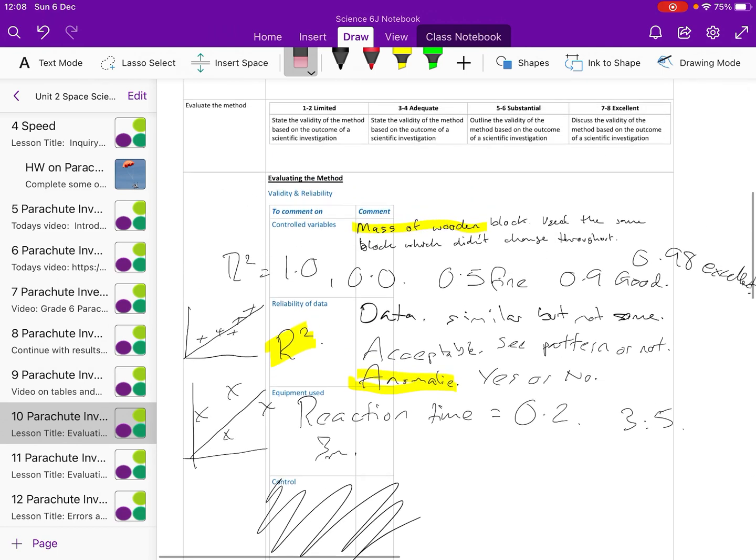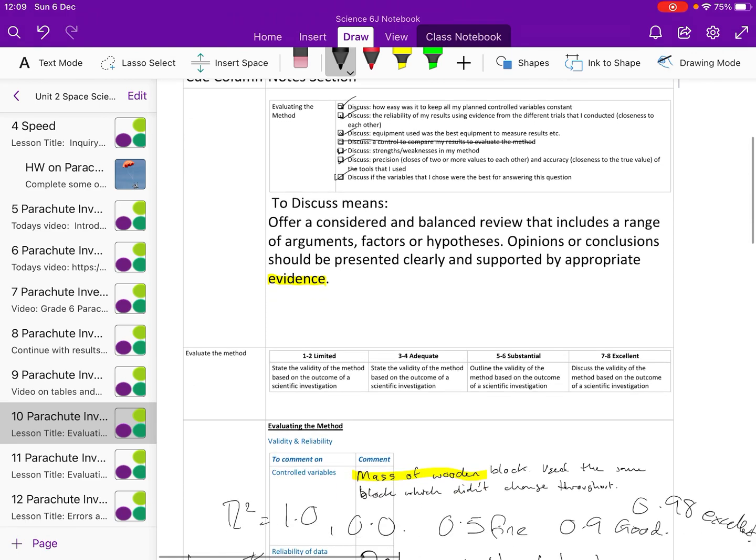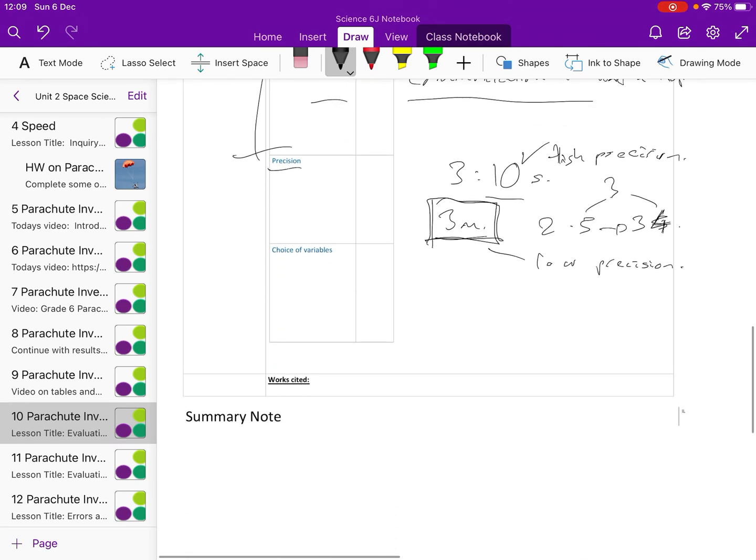Then finally, so we've got some more to tick off, haven't we? Strengths and weaknesses we talked about. The last one is discuss if the variables that I chose were best for answering the question. Okay, your question was probably something like, or hopefully something like, how does the size of the parachute affect the time it takes to fall 3 meters? And you changed the size of the parachute and you tested the time. So essentially, you chose the right variables.